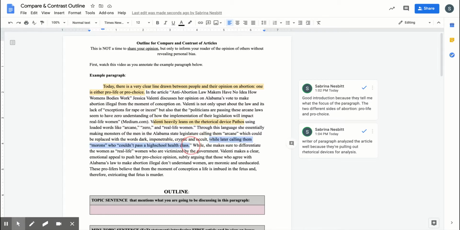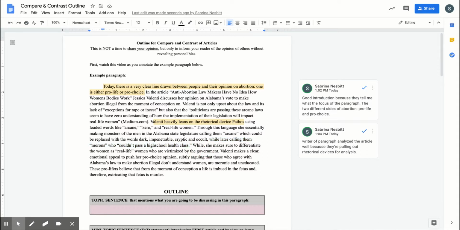So here she actually does call them, because this isn't a quote, apparently she does call these men morons who couldn't pass a high school health class. So again, that is using pathos, right? She's trying to incite the reader to anger. And then the analysis continues.